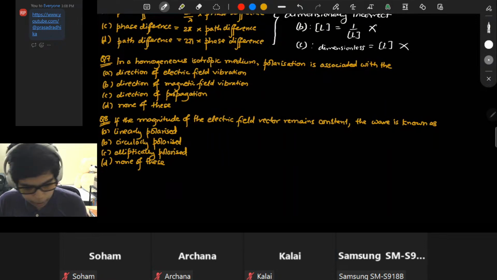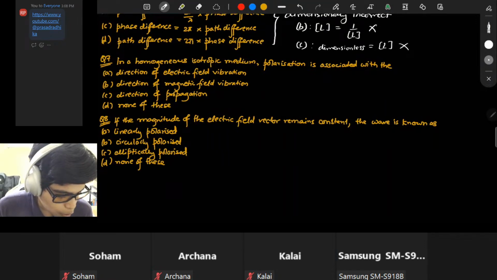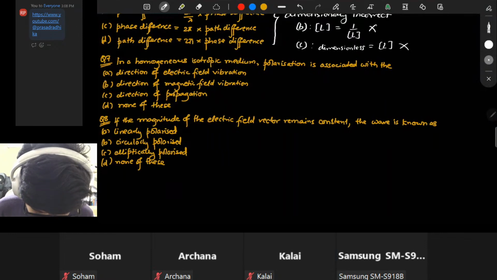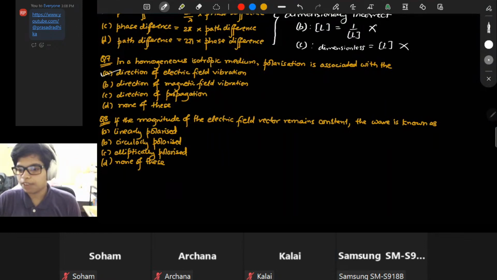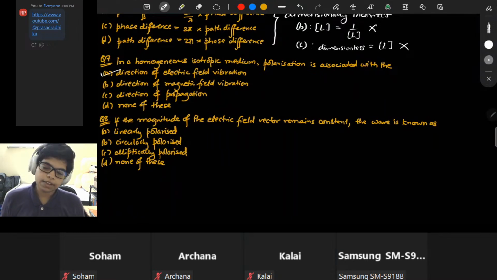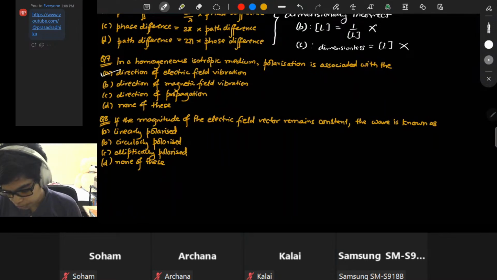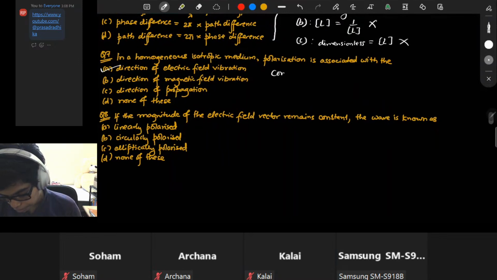Yeah, so the correct option is option A, the direction of electric field vibration. So polarization is associated with the direction of electric field vibration, and this is simply convention.